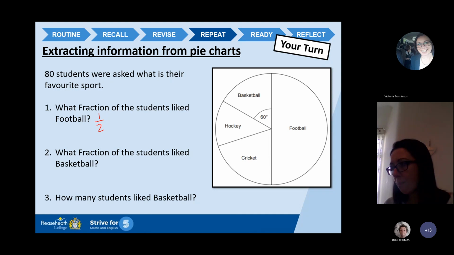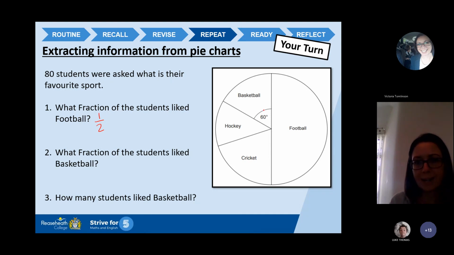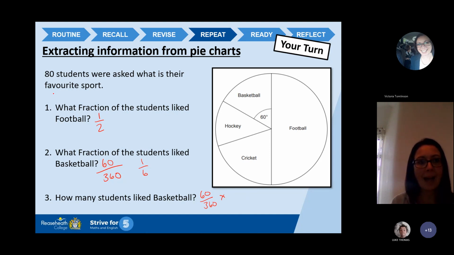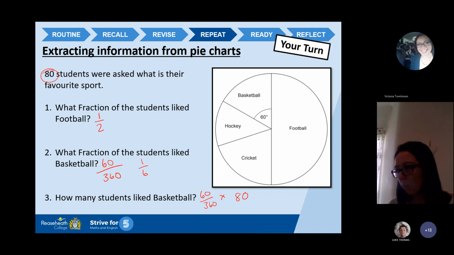What fraction of the students liked basketball? This is a bit more difficult. We had 60, so it's 60 degrees out of 360 degrees, which we can then turn into a fraction. 60 divided by 360 is actually 1/6. There are six 60s in 360, so it is 1/6. I think lots of you got that. And then how many students like basketball? So it's 60 out of 360, which is a sixth, times by how many students in total? So times by 80, which is a sixth of 80, which is, I'm going to have to look at the answers because I don't actually know.